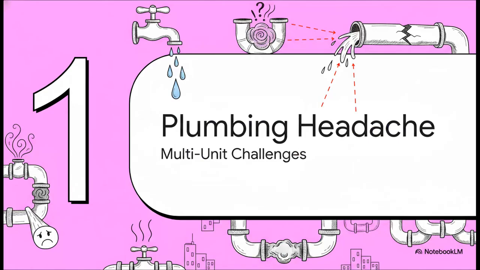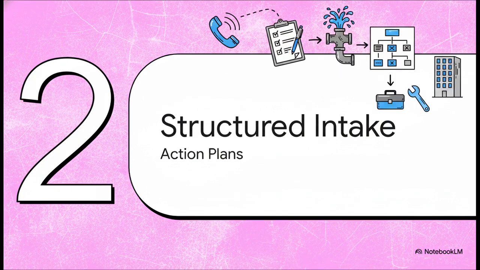All right, starting off with Section 1, the multi-unit plumbing headache. It's amazing how fast ignored slow drains, recurring clogs, or even just foul odors in common areas can escalate into severe compliance risks. Moving right along to Section 2, Structured Intake Action Plans. This is where we translate that initial emergency call into a structured, actionable treatment plan.